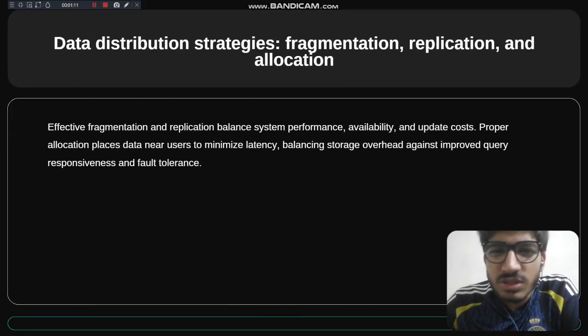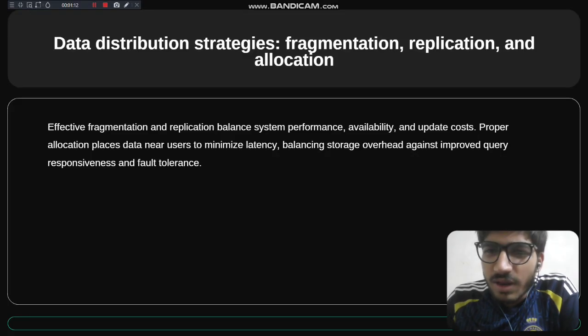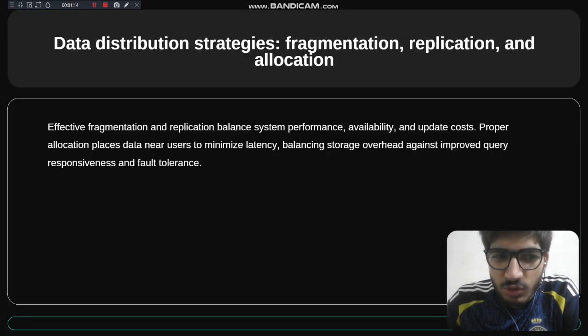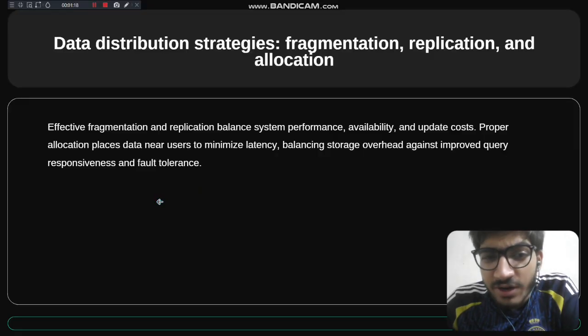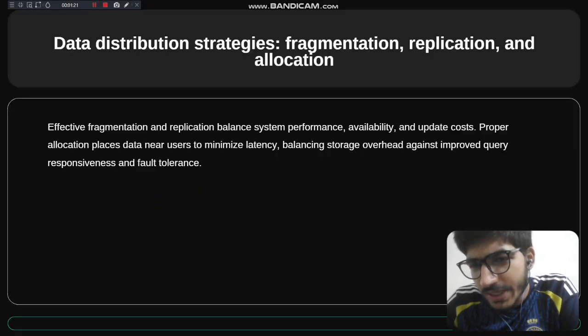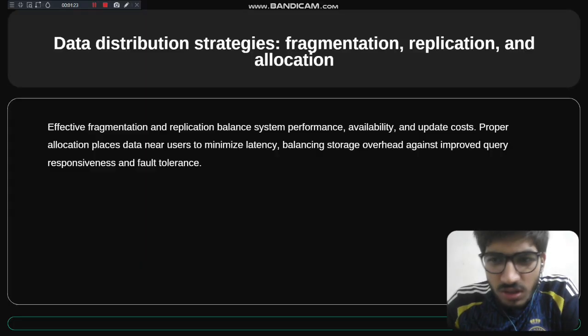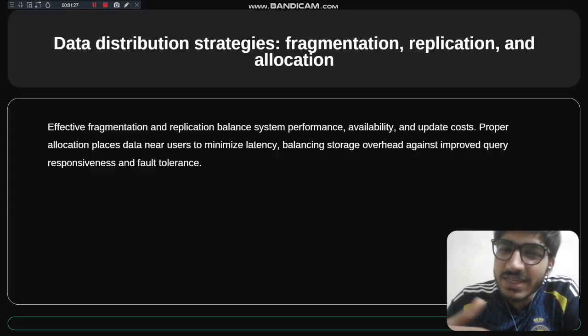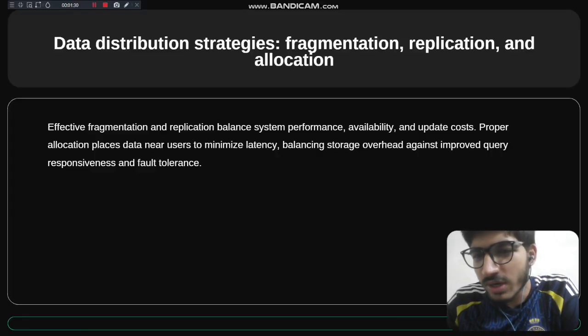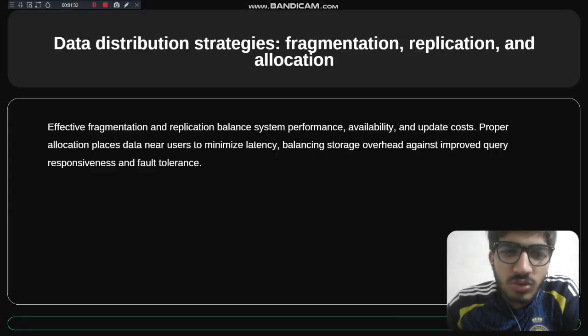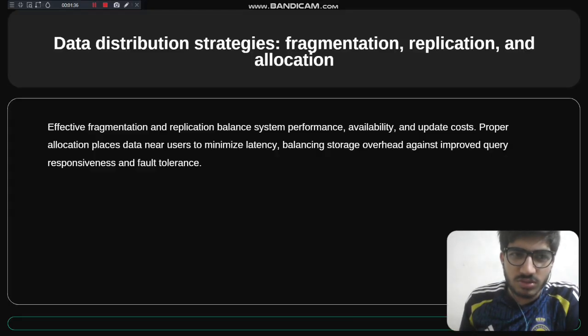Data distribution strategies, that are fragmentation, replication, and allocation. Effective fragmentation and replication balance system performance, availability, and update costs. Proper allocation places data near users to minimize latency, balancing storage overhead against improved query responsiveness and fault tolerance.